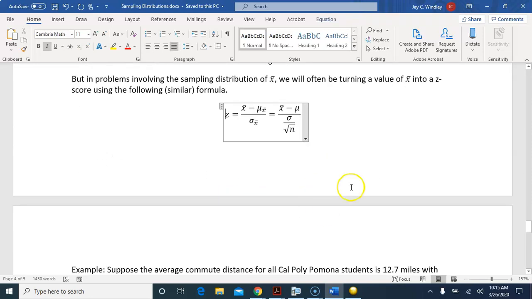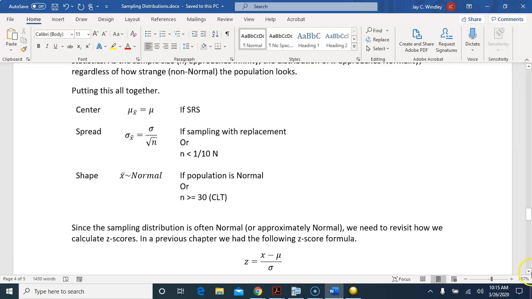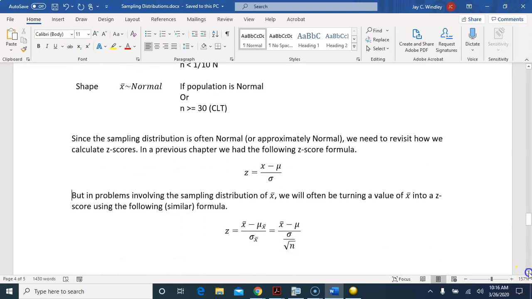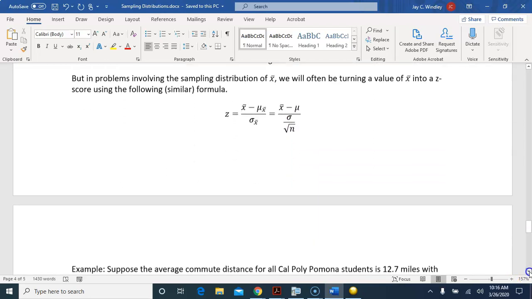But in this chapter, since we're going to be turning a value of x bar into a z-score, we need to turn an x bar into a z-score by subtracting the mean of the x bars and dividing by the standard deviation of the x bars. And according to the formulas that we just reviewed up here, the mean of the x bars is the population mean, and the standard deviation of the x bars is the standard deviation of the population divided by radical n. So we're going to use that formula for calculating z-scores.